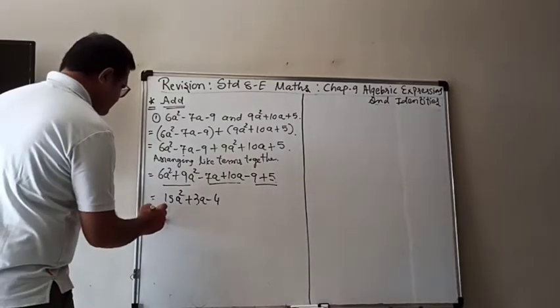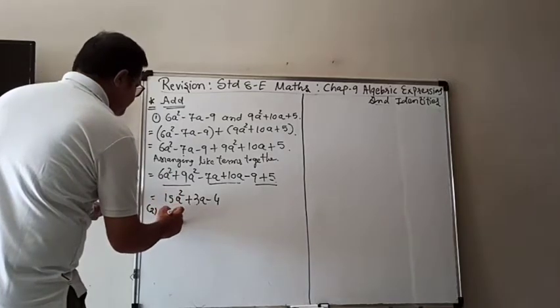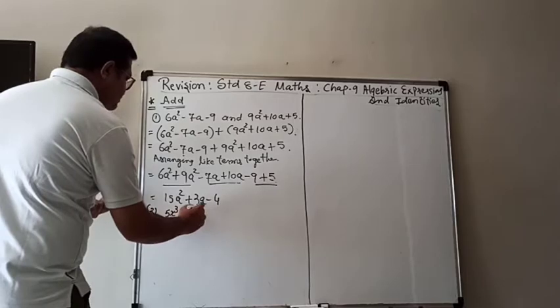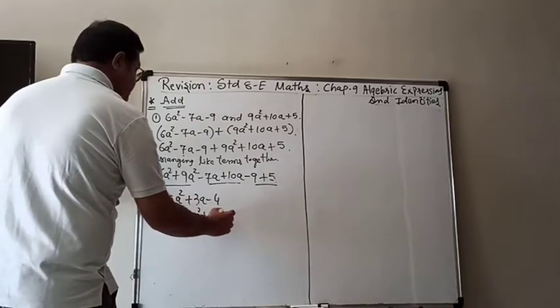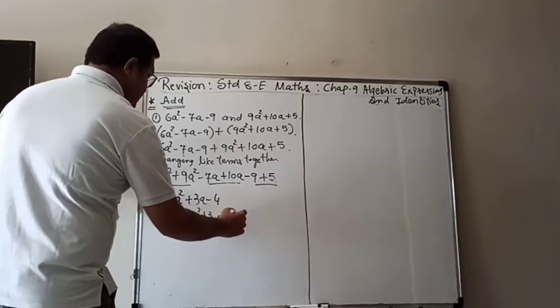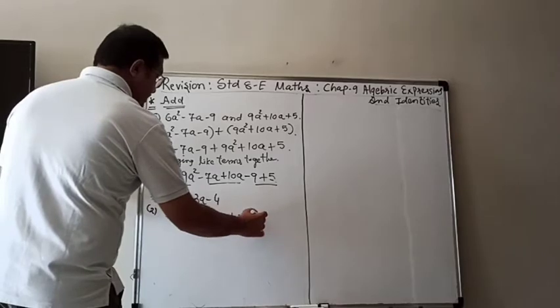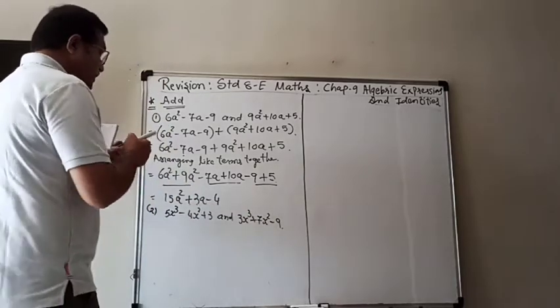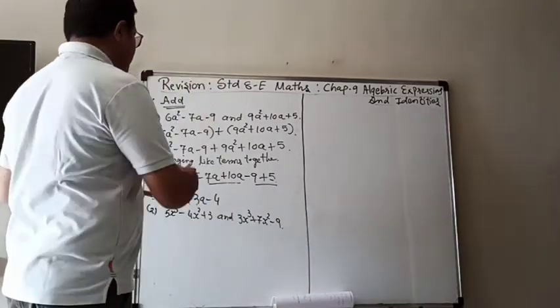Similarly, we will do the second one. 5x cube minus 4x square plus 3 and 3x cube plus 7x square minus 9. So here also we will do the same thing first.